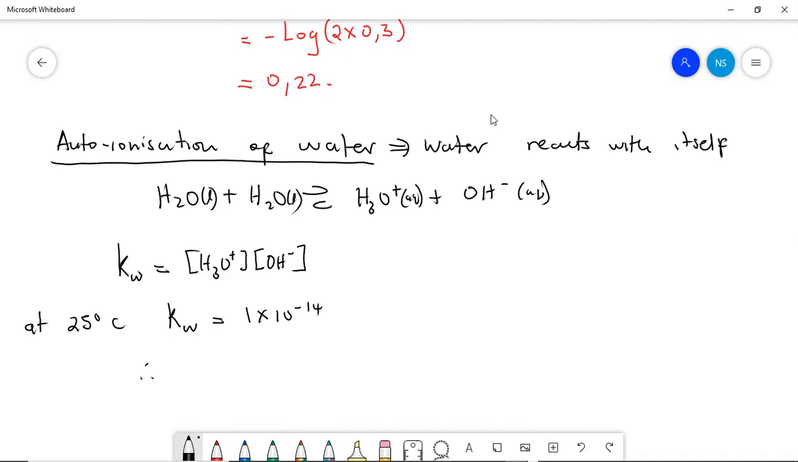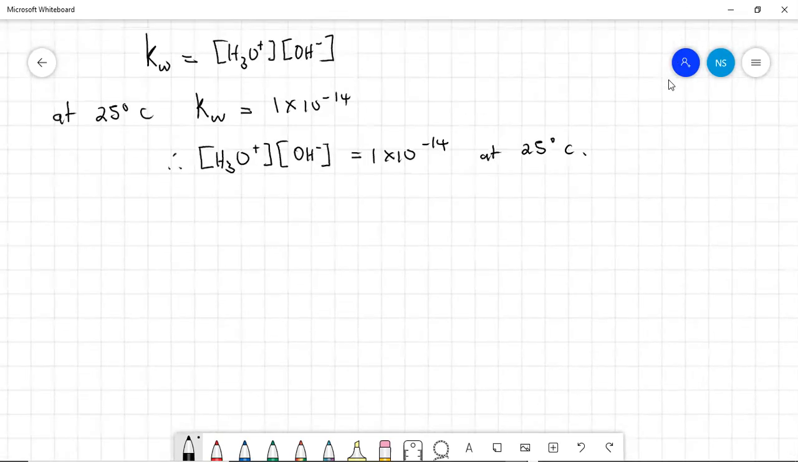So therefore, the concentration of hydronium times the concentration of OH minus equals 1 times 10 to the power negative 14 at 25 degrees Celsius, or at room temperature. This fact we're going to use in our pH calculations, especially when we're dealing with bases, and we're going to look at that in the next example. So now, let's look at that.